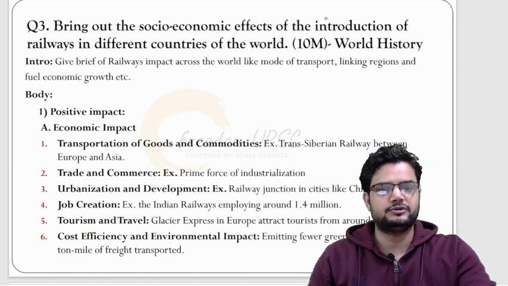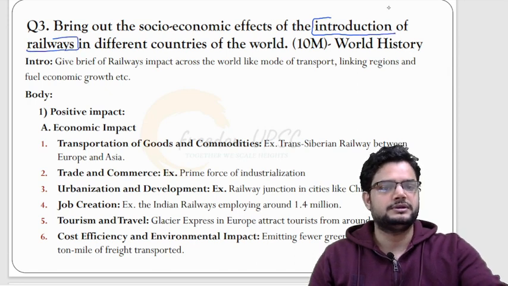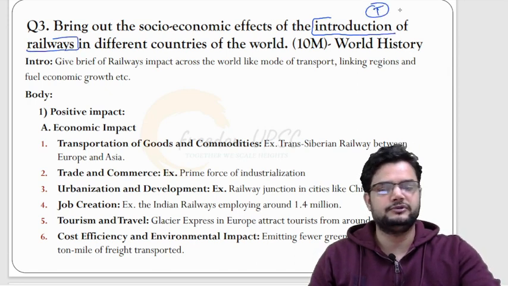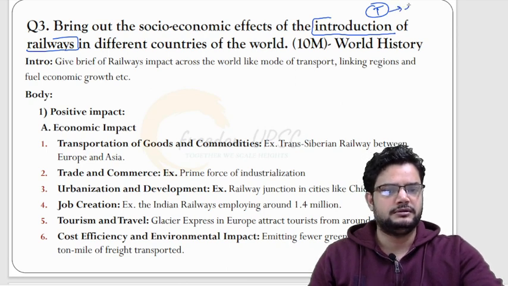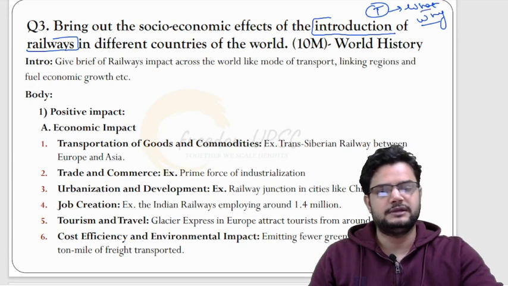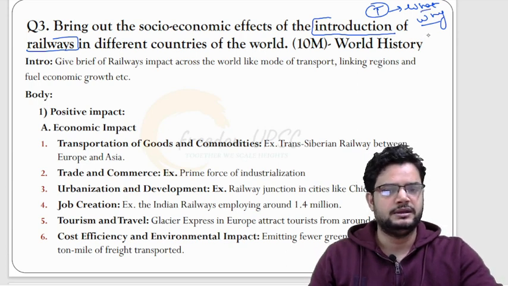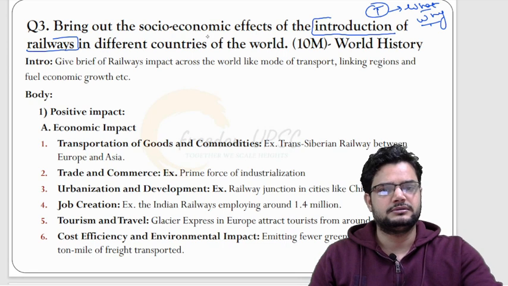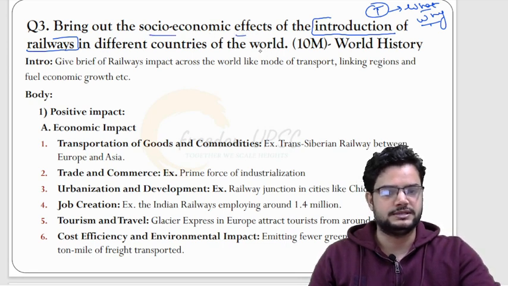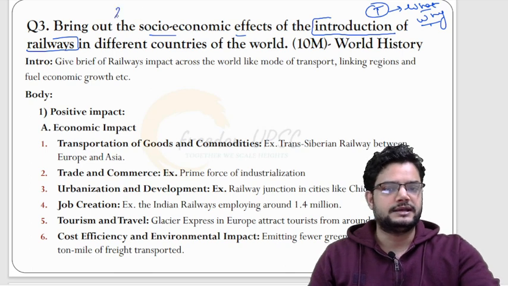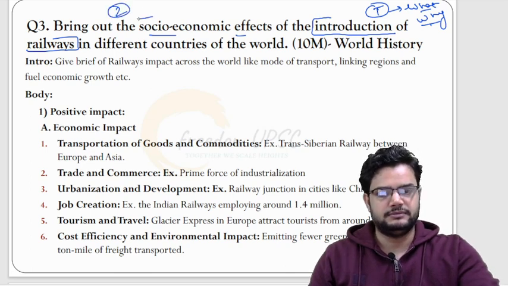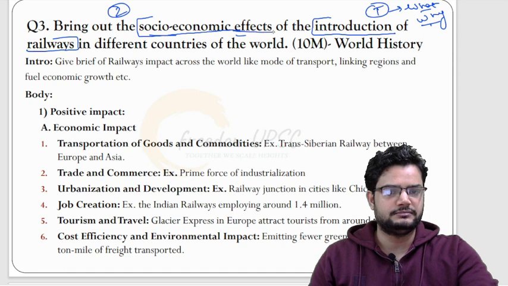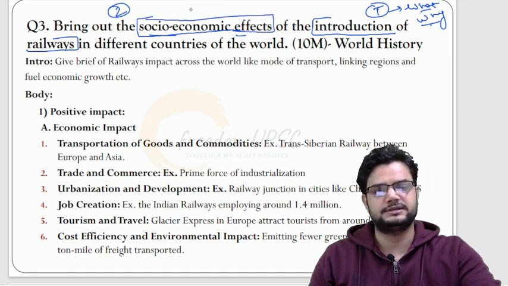The theme of the question is the introduction of railways. Okay, so in the introduction, you have to give a little bit of what and a little bit of why. Like what is railway and how it came by, and the why means a little bit of the socio-economic effects in the introduction. First thing is this. Then the second part is specifically in the body. The first part is specifically based upon socio-economic effects.